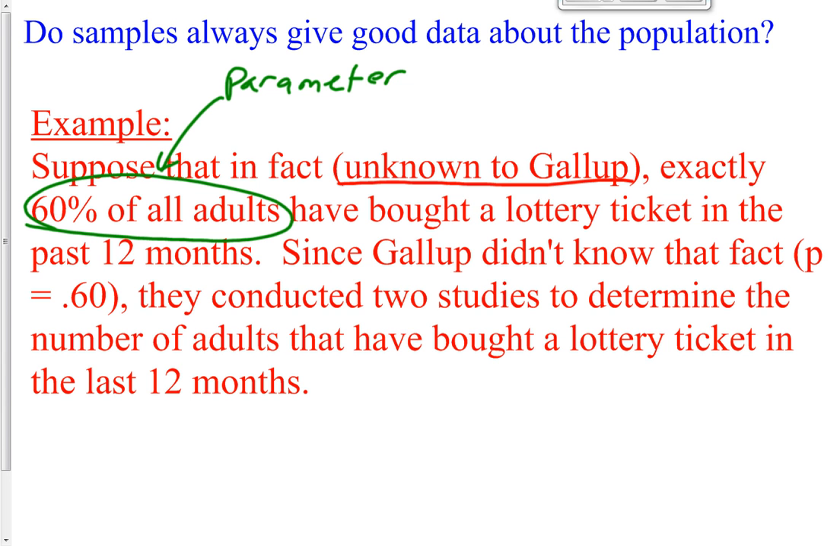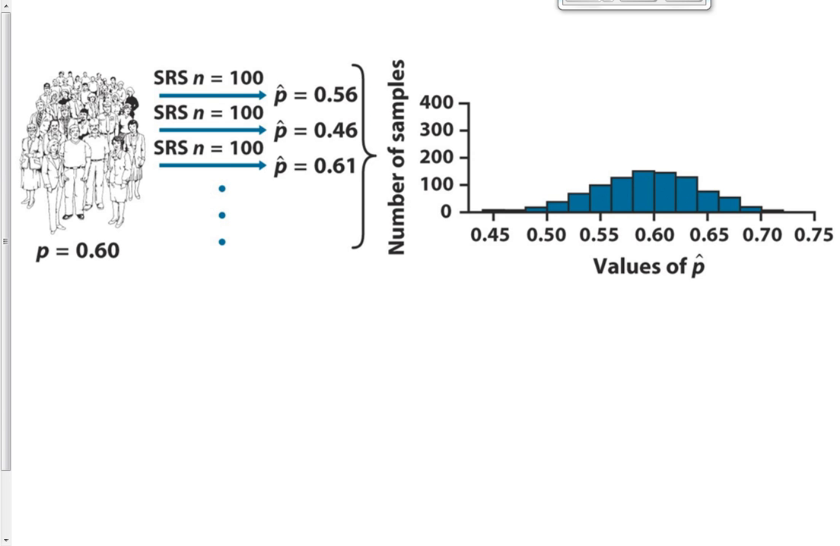Now, Gallup didn't know that, so they want to predict how many people are going to buy a lottery ticket this year. Since Gallup didn't know that fact, they conducted studies to determine the number of adults that have bought a lottery ticket in the last 12 months. They're not going to gather the whole population, just a subgroup, a sample. And notice what happened. They got a simple random sample of 100 people 3 different times. In those samples of 100, 56 bought a lottery ticket, so 56%. 46% bought a lottery ticket, and 61% bought a lottery ticket.